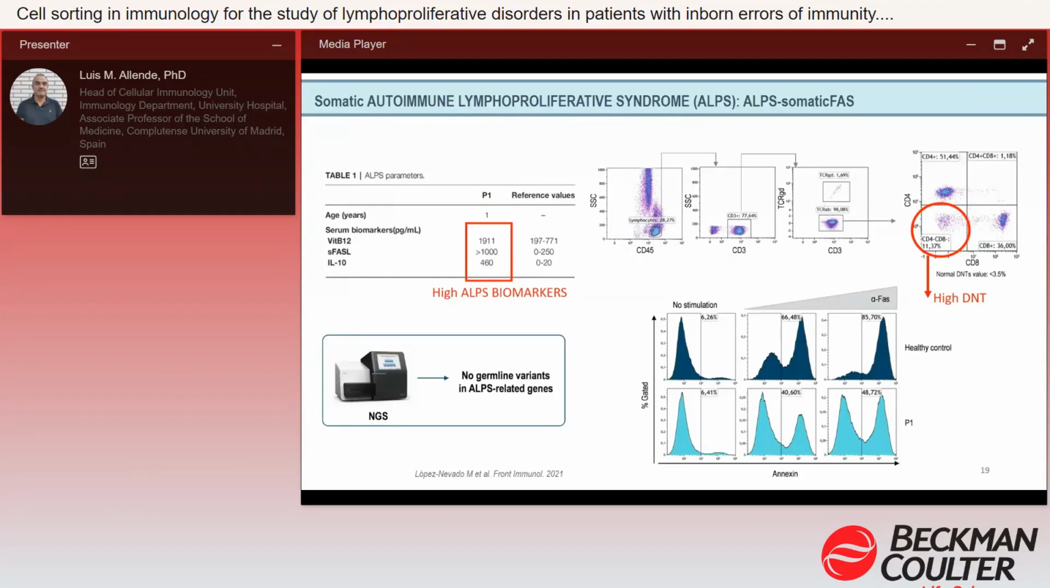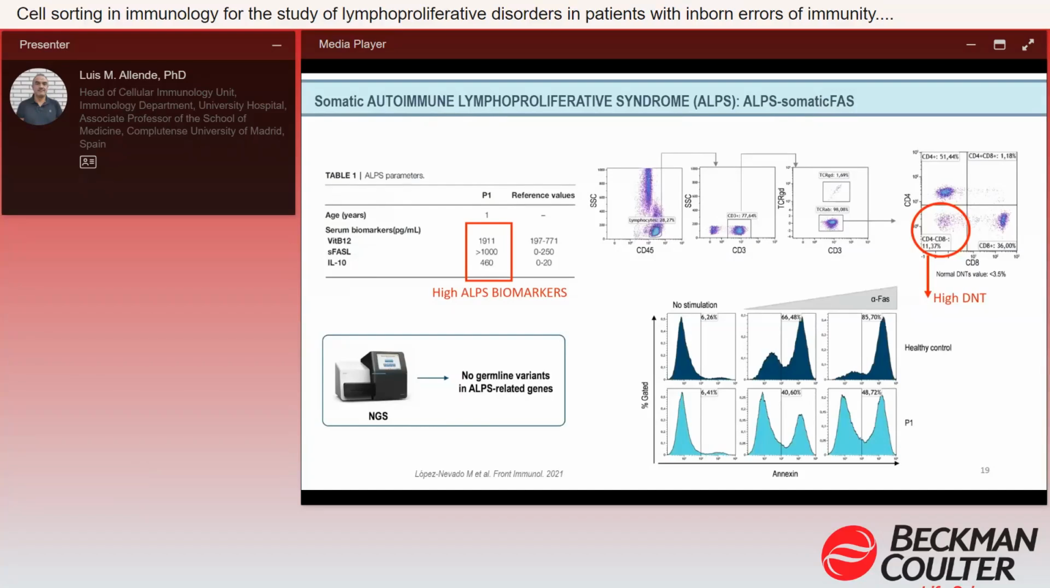Apoptosis in PBMCs of somatic ALPS patients is defective, as you can see compared with a healthy control. And the main difference is that the mutation is not found at germline level because the mutation is confined to DNTs in the Fas gene.